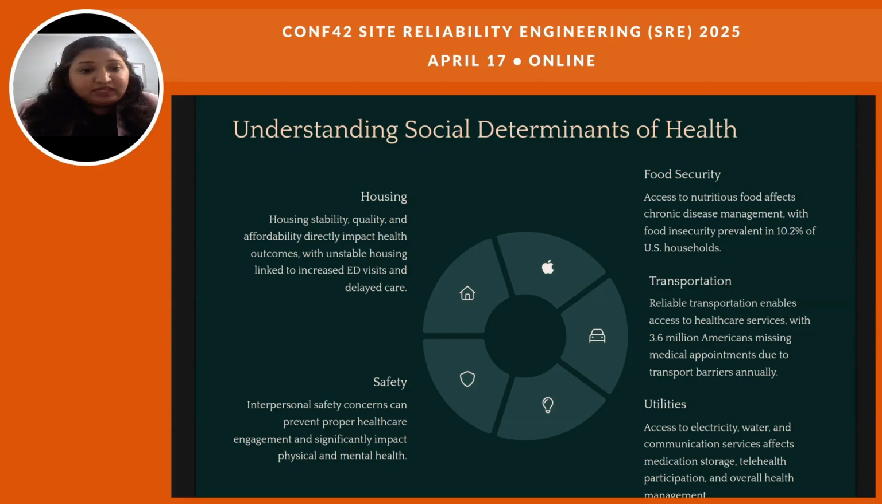households today. Safety. Interpersonal safety concerns can prevent proper healthcare engagement and significantly impact physical and mental health. Transportation. The lack of reliable transportation is limiting access to healthcare services, where 3.6 million Americans today are missing medical appointments due to lack of transportation and having those barriers. Utilities. Access to electricity, water, and communication services directly affects medication storage, telehealth participation, and overall health management.